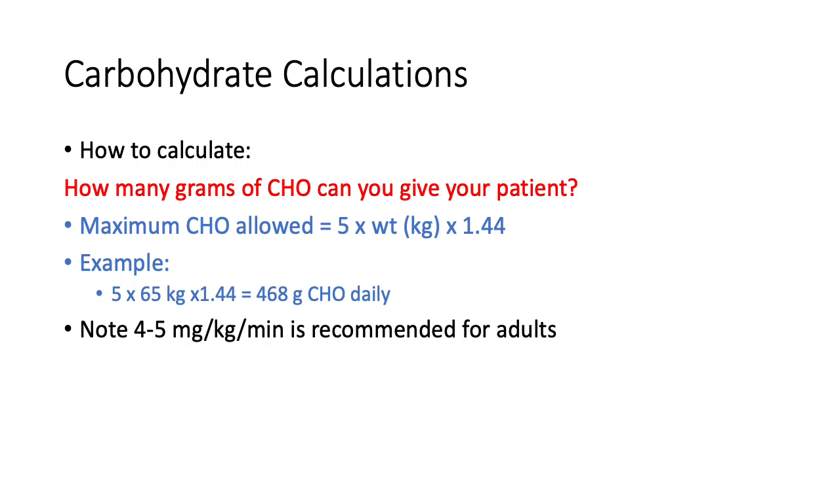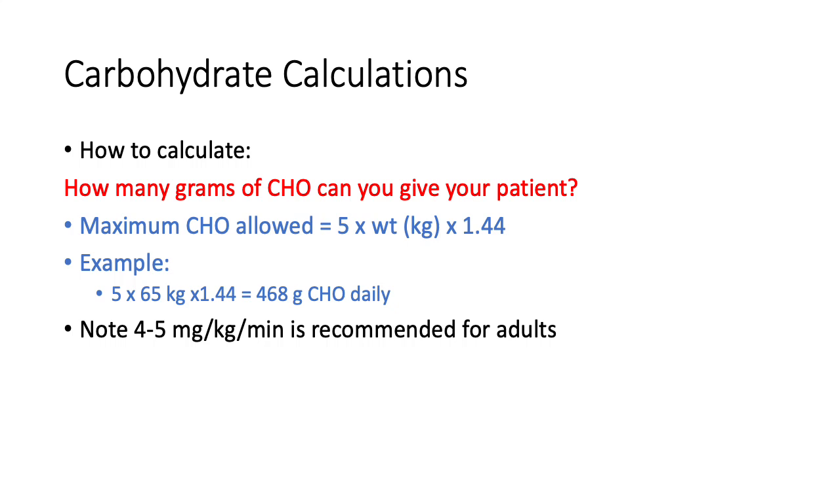But to calculate the maximum amount of carbohydrates you can place in the bag, you take 5 times their weight in kilograms times 1.44. So if you have a 65 kilogram patient, you multiply that by 5 times 1.44, and you can put 468 grams of carbohydrate. That would be the absolute max to put in the bag.